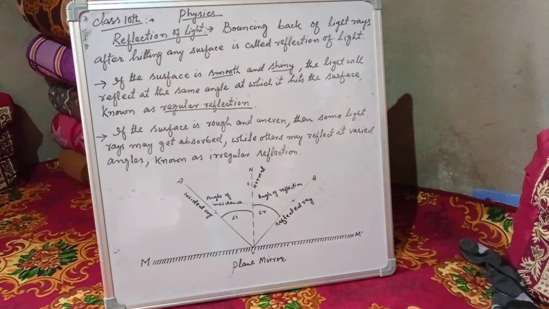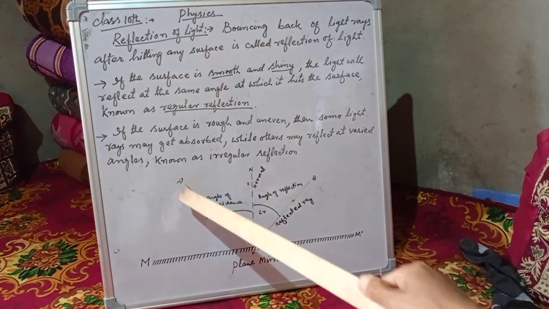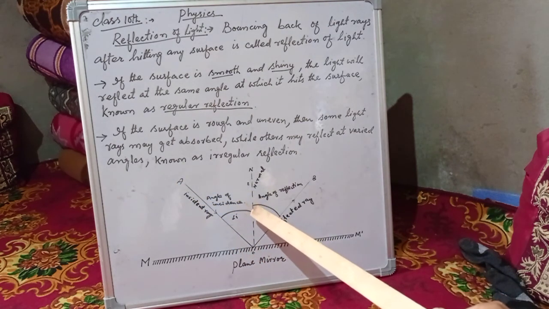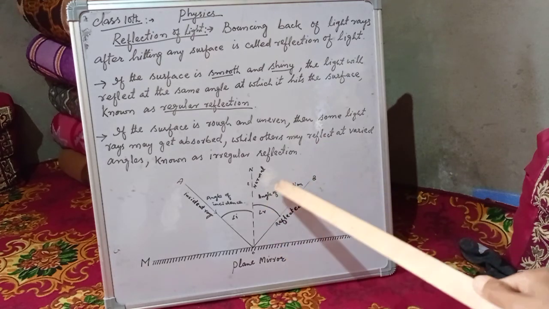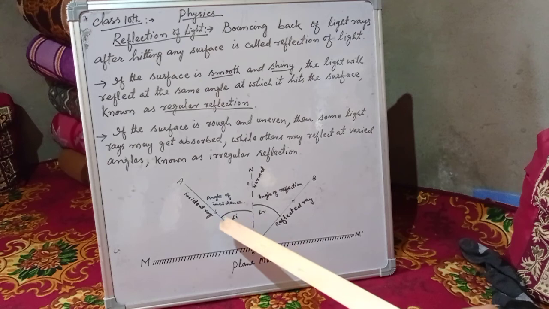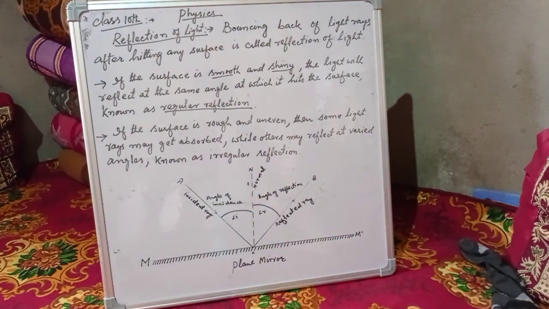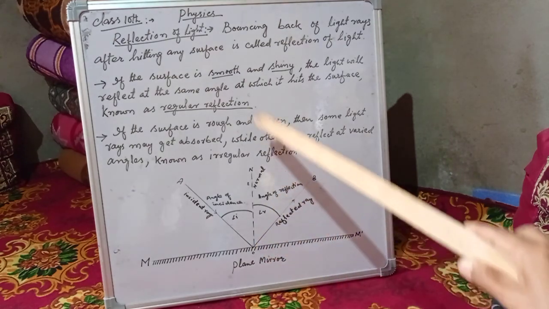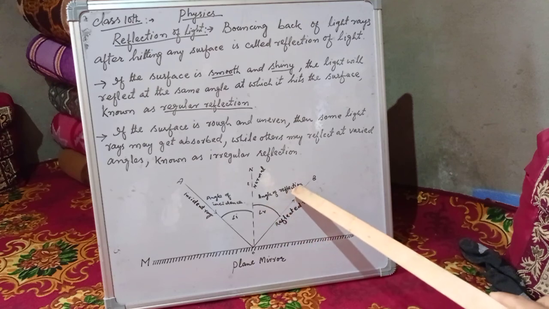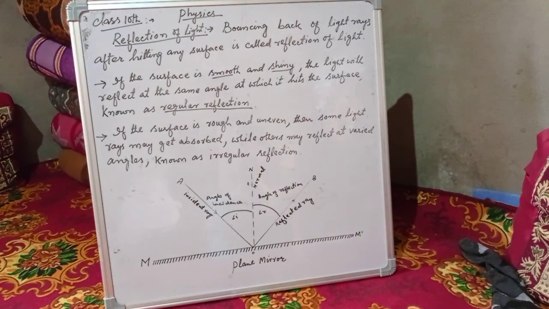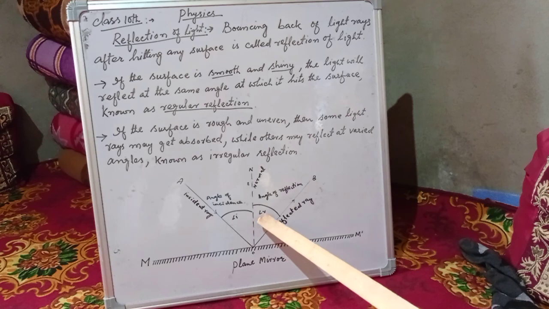Now there is the creation of angles. You got it here? An angle is created between the incident ray and the normal, and similarly an angle is created between the reflected ray and the normal. The angle formed between the incident ray and the normal, dear students, is termed the angle of incidence, and it is represented by angle i. Similarly, the angle formed between the reflected ray and the normal is termed the angle of reflection, and it is represented by angle r.